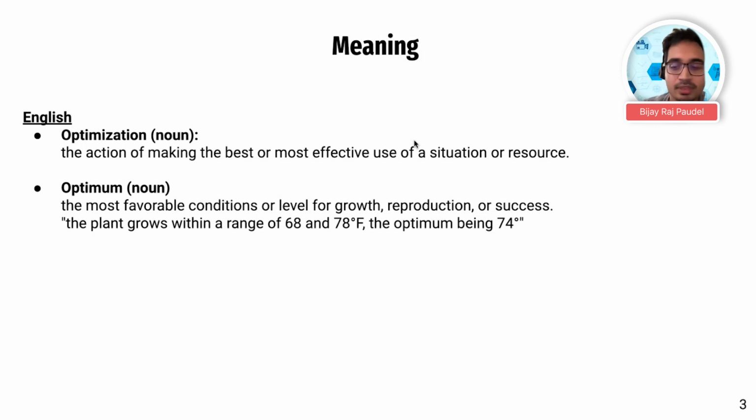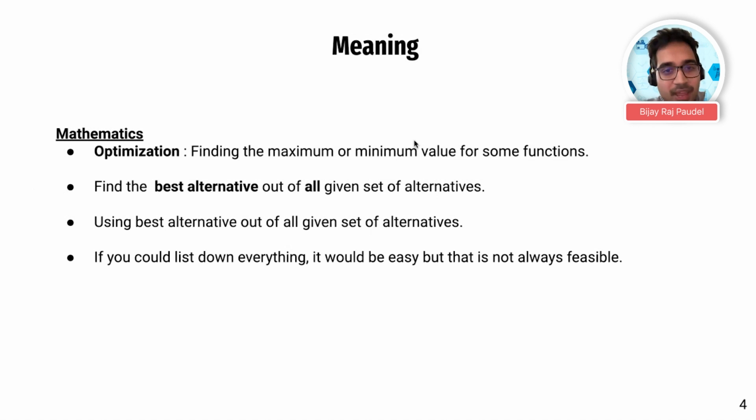But in mathematics, optimization means either the maximum or minimum value of some function. So it does not mean something in the middle that is just suitable, like in the example before, plant growth. It is not something in the middle. It is either maximum or minimum. And in mathematics, this optimization field deals with finding the best alternative out of a given set of alternatives.